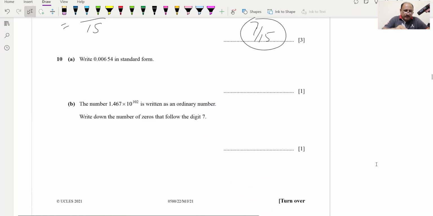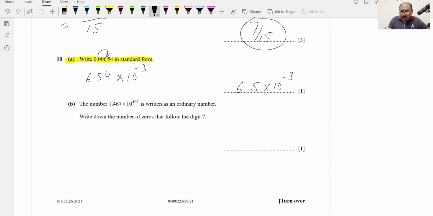Now question number 10, write this in standard form. For standard form, we have to move the decimal after the first non-zero digit, so in between 6 and 5. So it will be taking 1, 2, 3 jumps. So 6.5 into 10 raised to minus 3, because we are taking jumps to the right. So the answer will be 6.5 into 10 raised to minus 3. If you are taking jumps to the left, it will be a positive power of this 10.